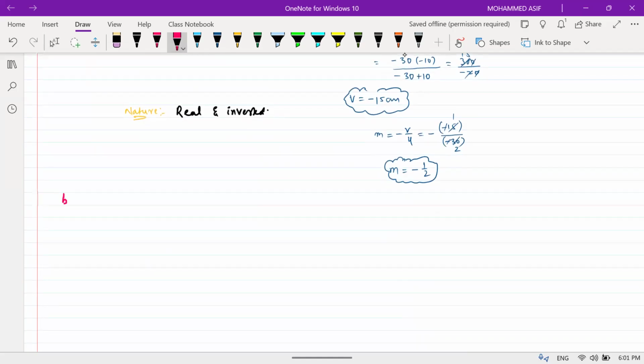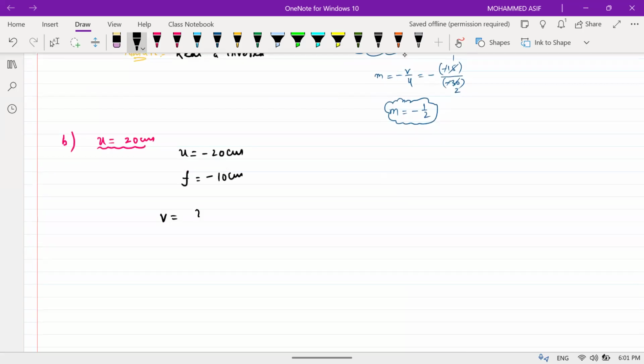Okay, number b. The condition: object distance U is equal to 20 centimeters. Sign convention: U will be equal to -20 centimeters, focal length will be equal to how much? Minus 10 centimeter. The formula will be V is equal to U into F divided by U minus F. That is equal to -20, this is -10, divided by -20 plus 10.